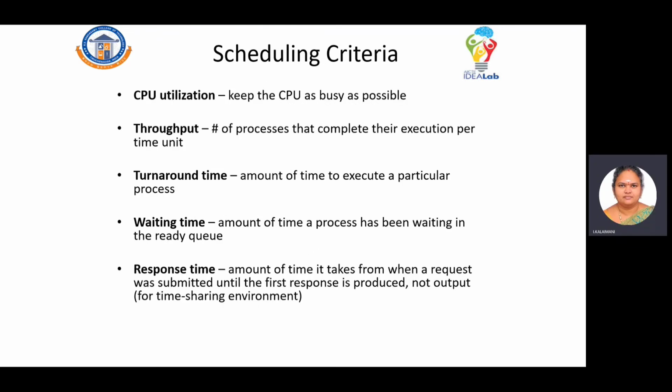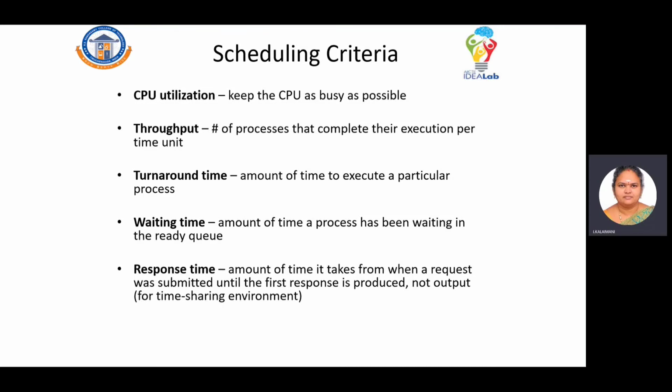And the next one is scheduling criteria. Here we have five terms: CPU utilization, throughput, turnaround time, waiting time, and response time. For CPU utilization, we have to keep the CPU as busy as possible. That means the CPU is utilized as much as possible. The next term is throughput. Throughput is the number of processes that complete their execution per unit of time. Turnaround time is the amount of time to execute a particular process.